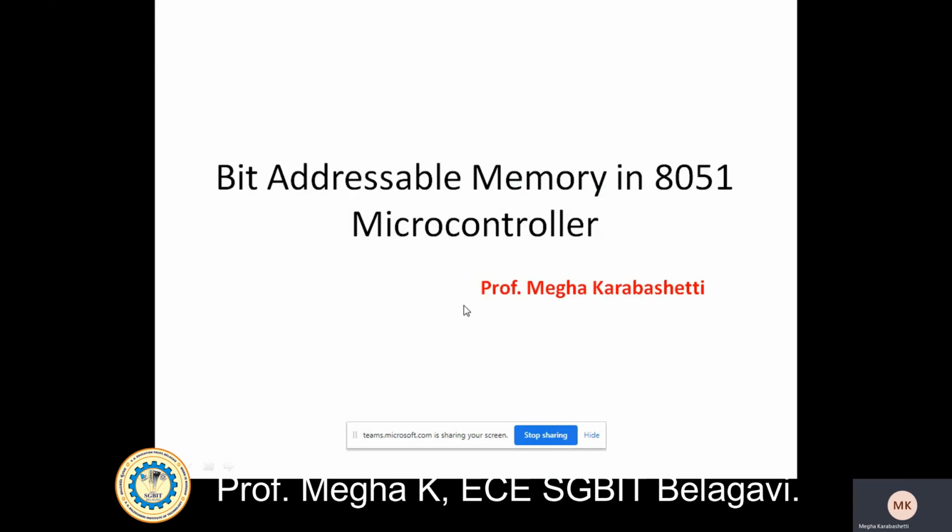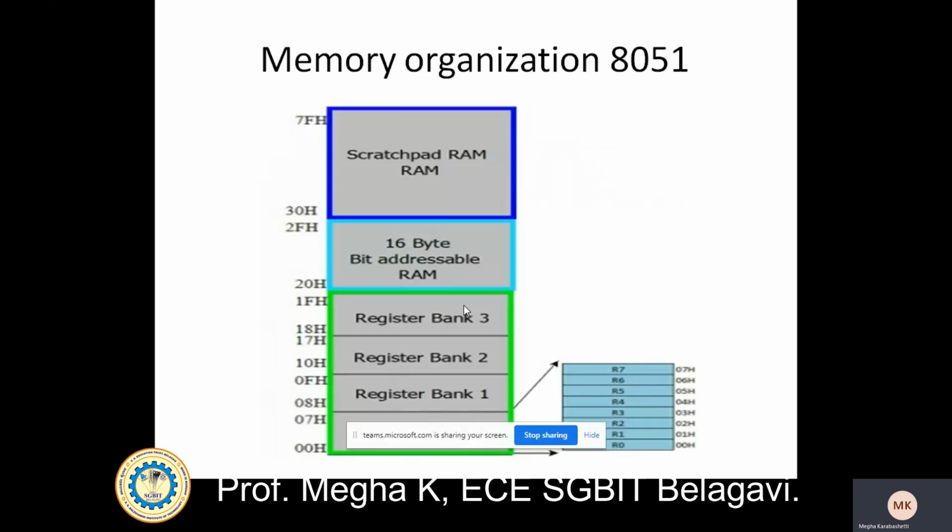Bit addressable memory in the 8051 microcontroller. This is the figure that represents the memory organization in 8051. The memory is 128 bytes of RAM, and the whole memory is represented in hexadecimal form. From 00H to 1FH there are 4 register banks: register bank 0, register bank 1, 2 and 3. Each register bank is of 8 bytes.